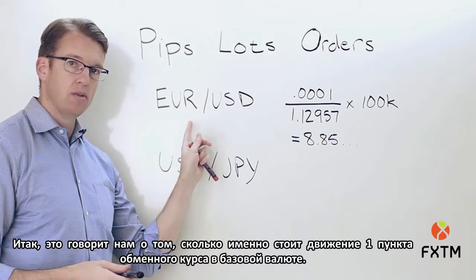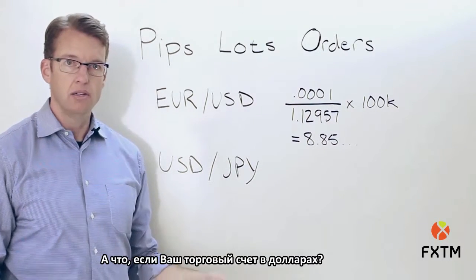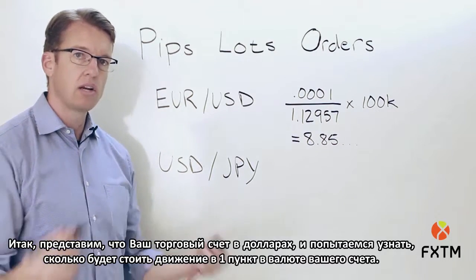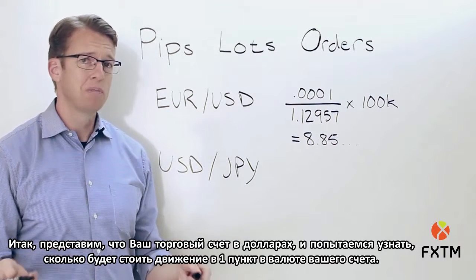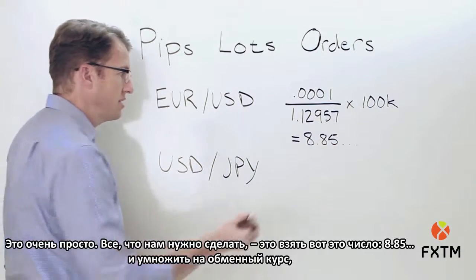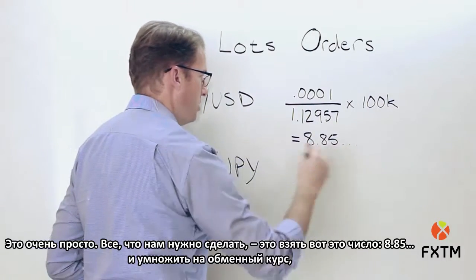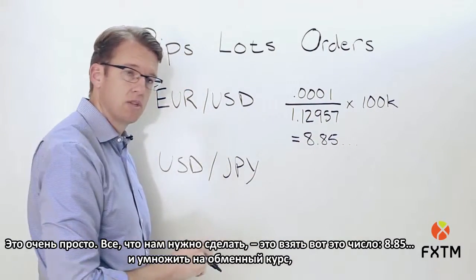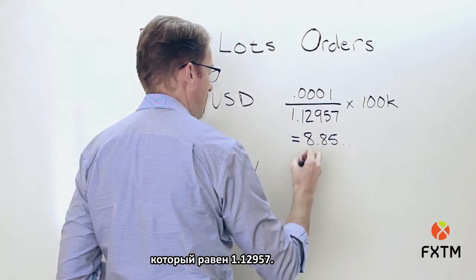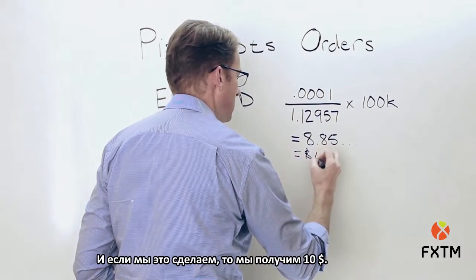base currency terms. So what if your account currency is the dollar? Let's say that your account currency is the dollar and you're trying to figure out, well, how much is a 1 pip move worth to me in my own account currency? Well, that's easy. All we have to do is take this number here, 8.85 and so forth, and we times it by the exchange rate, which is 1.12957. And if we do that, that's going to come out to be an even $10.